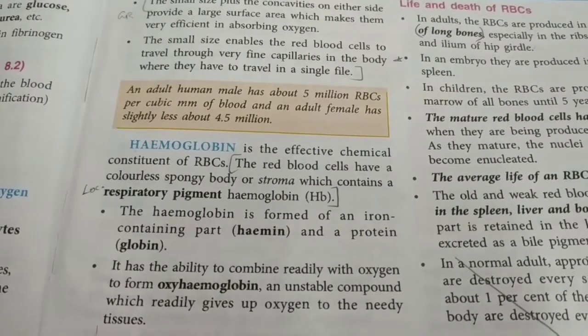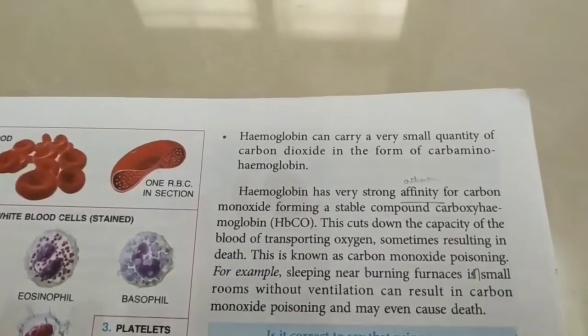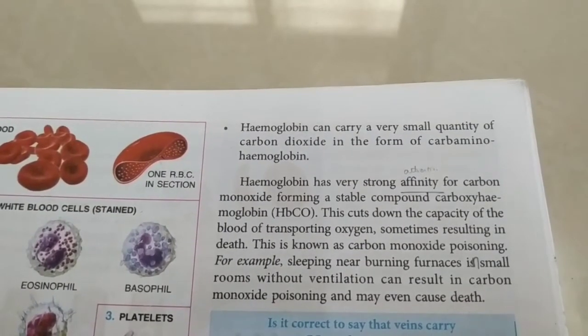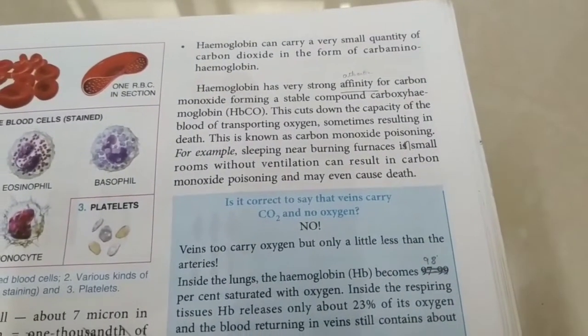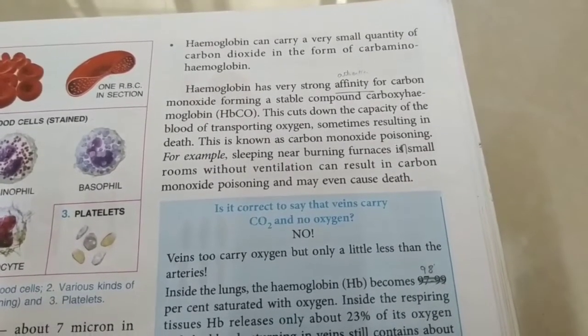But if it combines with carbon monoxide, then it forms carboxyhemoglobin, which is a very stable compound. It's a very dangerous incident. It is called carbon monoxide poisoning. If all the hemoglobin is stuck with carbon monoxide, then who will transport oxygen in the body?